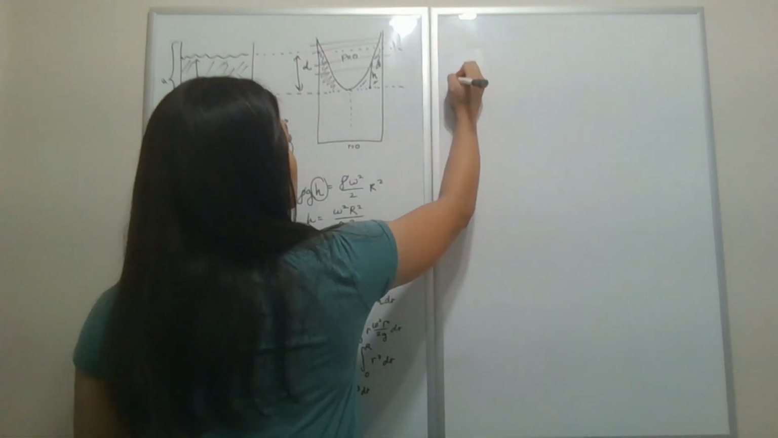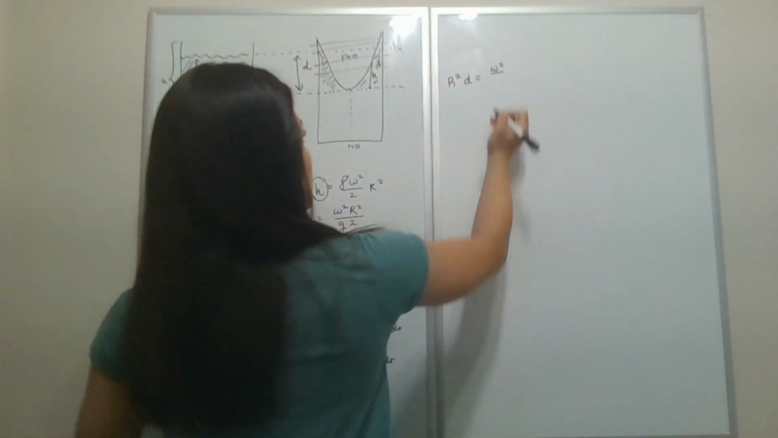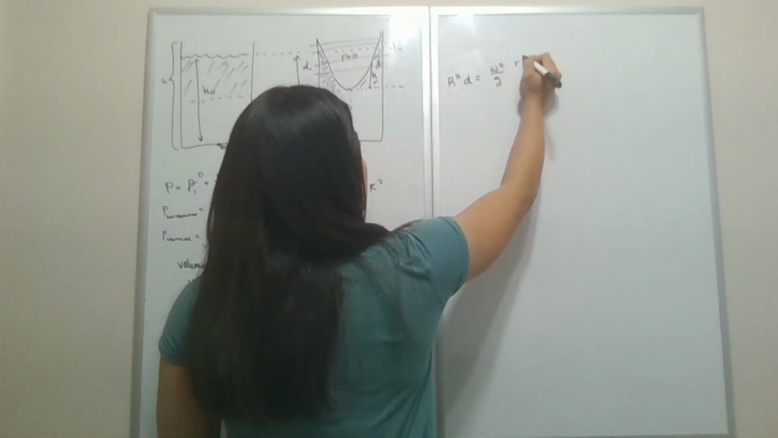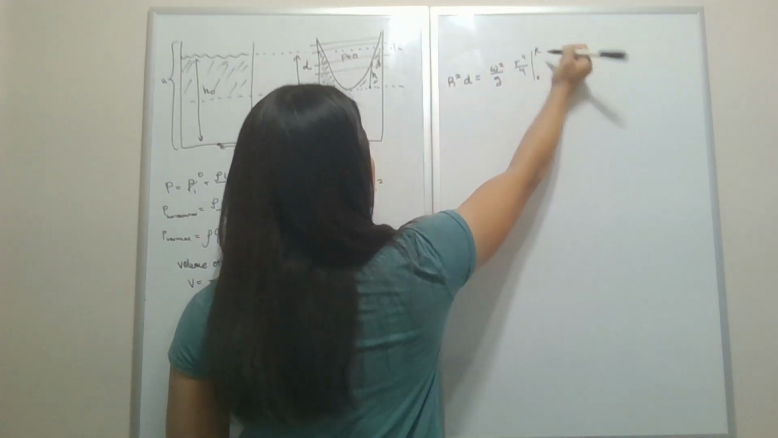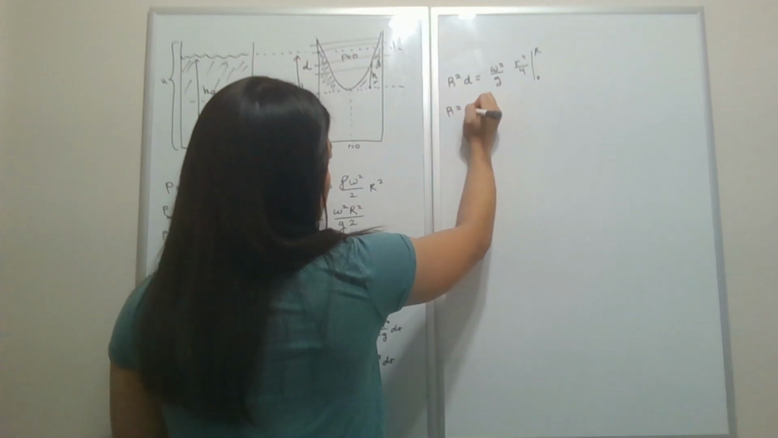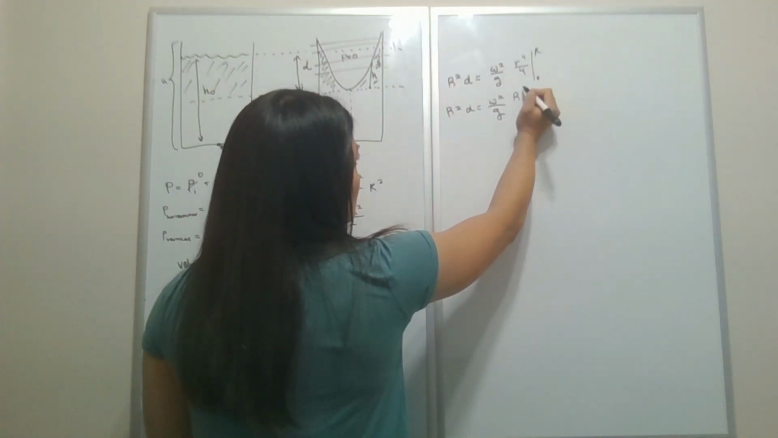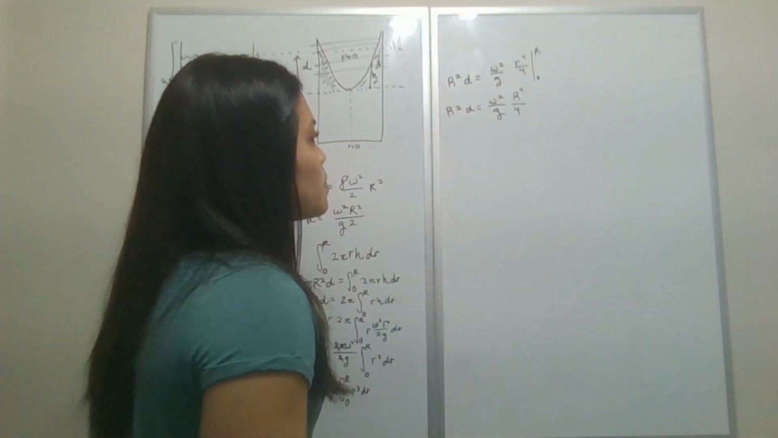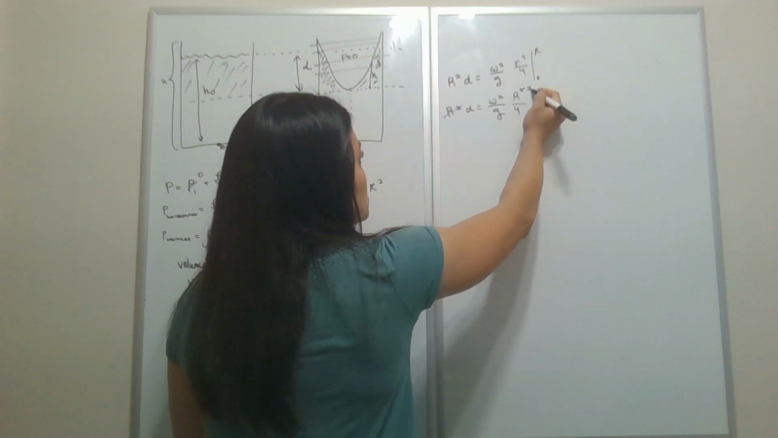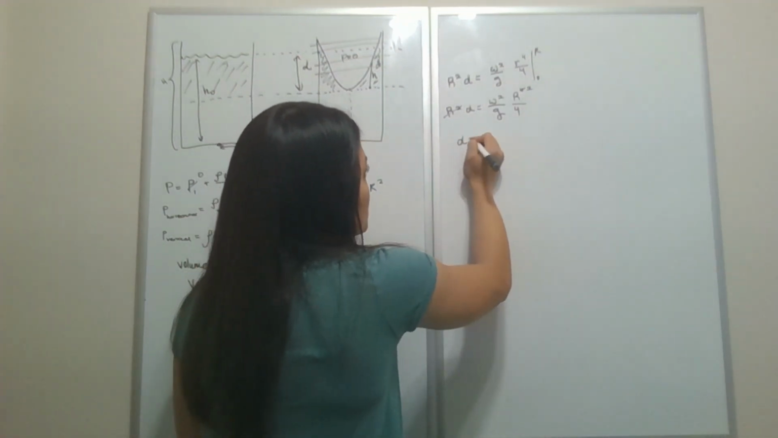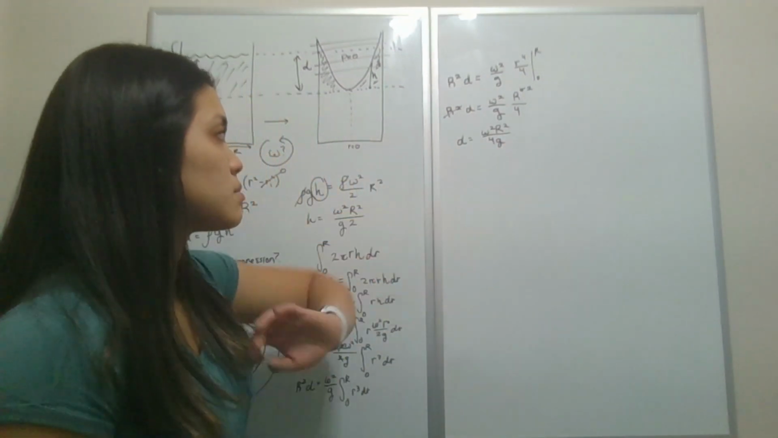Solving that integral, it's going to give us the radius squared times the depression equals the angular frequency squared divided by the gravitational acceleration times the radius to the 4th divided by 4, evaluated from 0 to the radius. So with that evaluation, it's going to give us the radius squared times the depression equals the angular frequency squared divided by the gravitational acceleration times the radius to the 4th divided by 4. To simplify it, we're going to cancel out this radius squared. This radius to the 4th is going to turn into a radius squared, and that's going to leave us with depression is equal to the angular frequency squared times the radius squared divided by 4 times the gravitational acceleration.